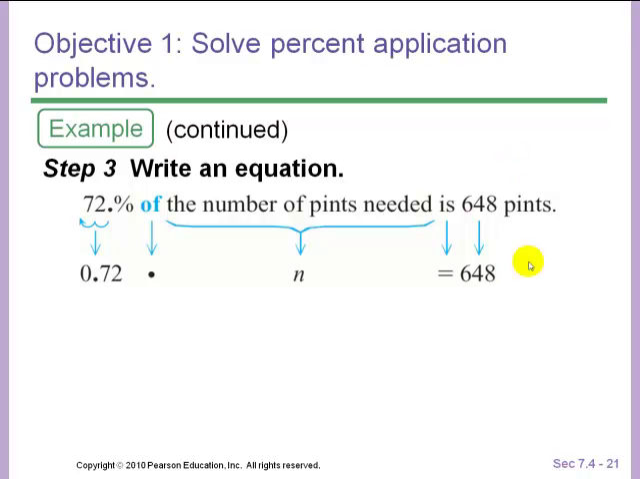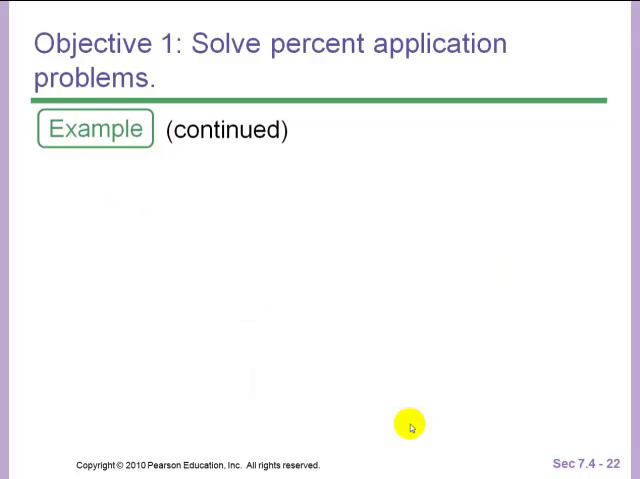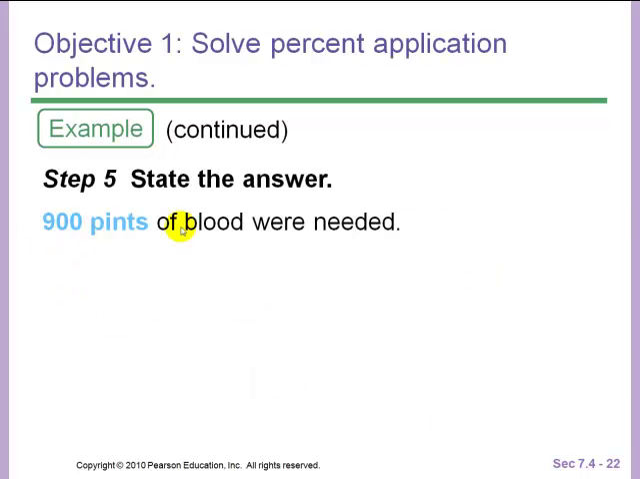So in this case, our total is unknown. The subset or part of it is given to us. Solve this by dividing both sides by 0.72, and we get n equals 900. So 900 pints of blood were needed.